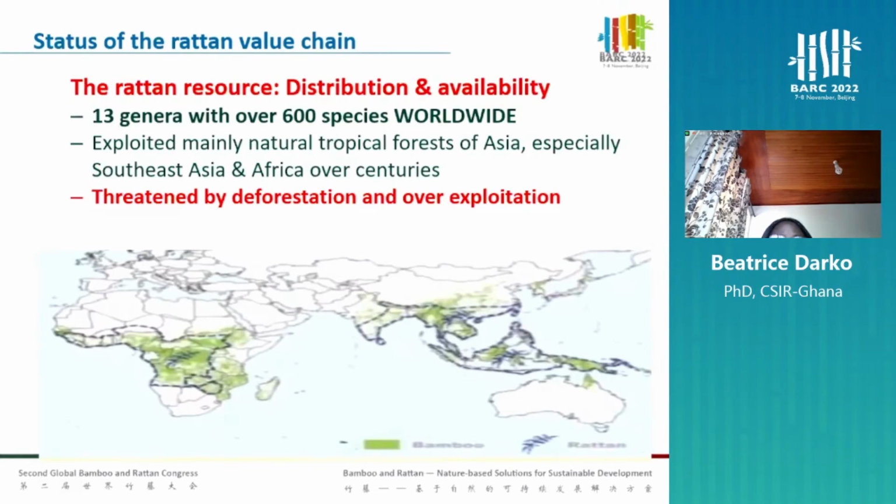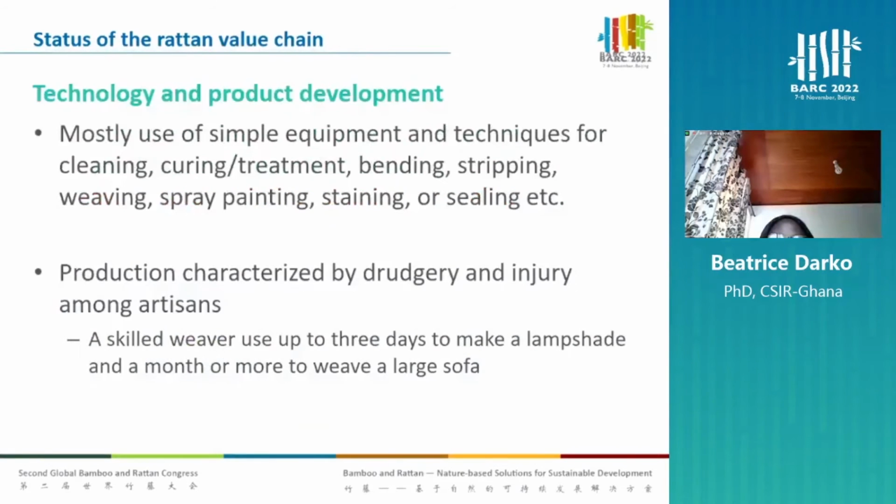Okay, so if we come to the rattan value chain, its status at the moment, we heard that there are about 600 species worldwide, and mainly it is in natural forests that we exploit these resources in Southeast Asia and Africa, as seen in the green patches in the world map, in the Africa and Asia map, let me call it that way. Okay, so technology and development.